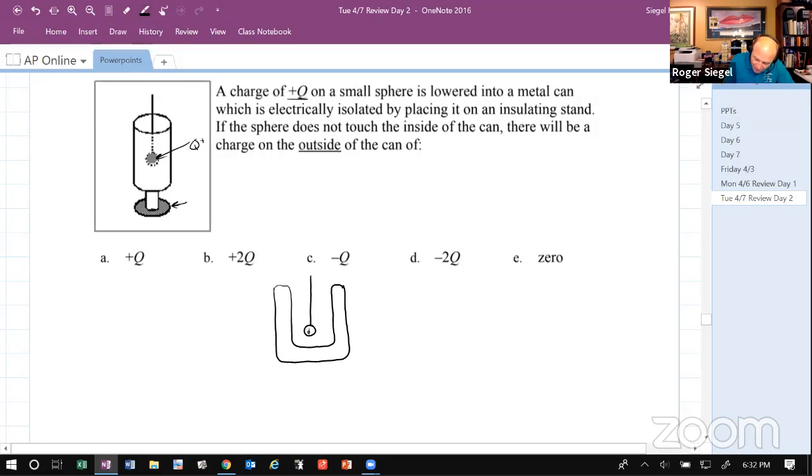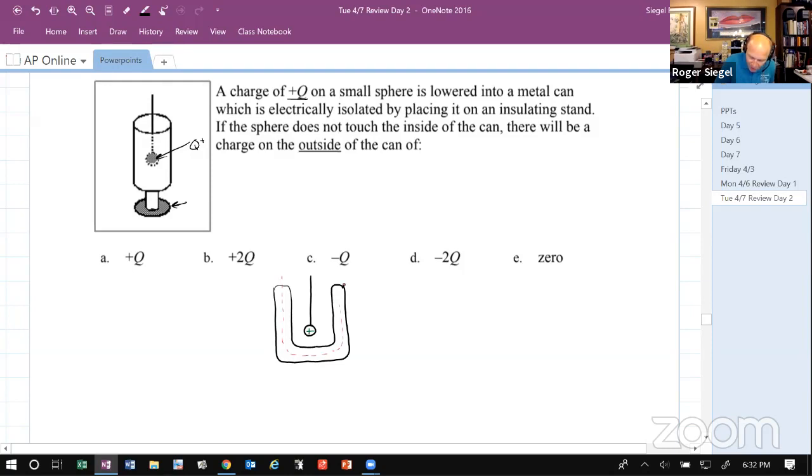All right, now this can is metal. It says it's a metal can, and that means it's a conductor. That means that the electrons associated with the atoms in the can don't have to stay with those atoms. They can move anywhere they want. And so what I'm going to do is draw a little line that's going to delineate the outside from the inside of the can.